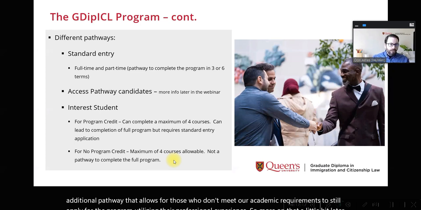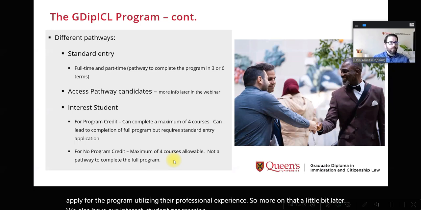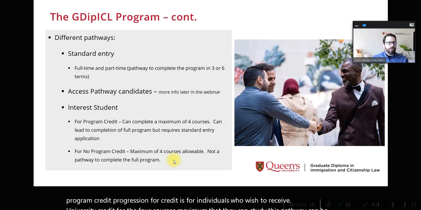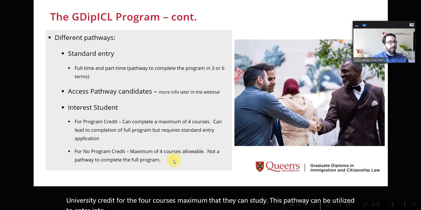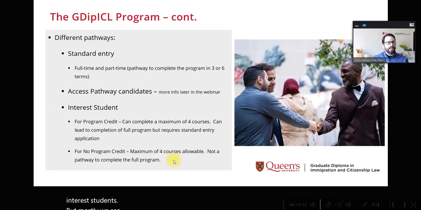We also have our inter-student progression. We have a 4 program credit and a 4 no program credit progression. 4 credit is for individuals who wish to receive university credit for the 4 courses maximum that they can study. This pathway can be utilized to enter into the program. It's a little bit trickier. The same admission requirements apply for inter-students. But mostly we see inter-students utilizing this for more professional development opportunities.